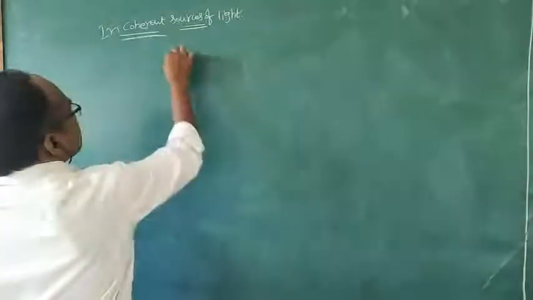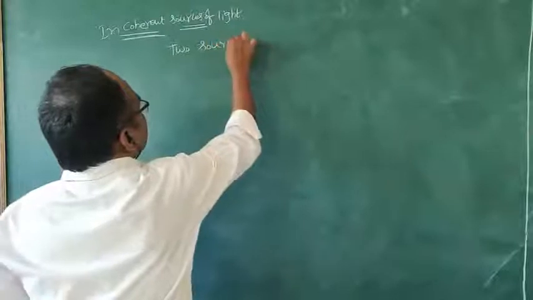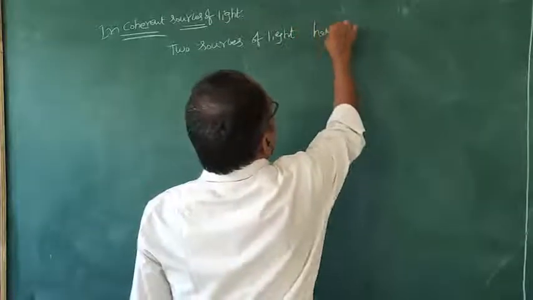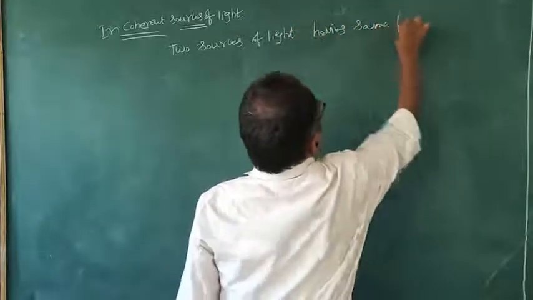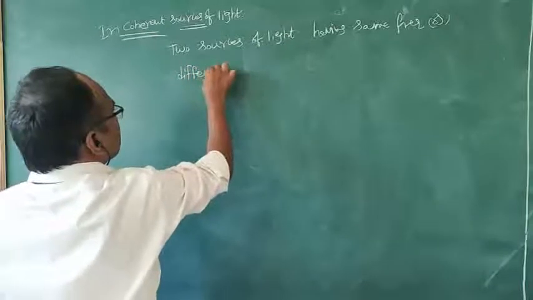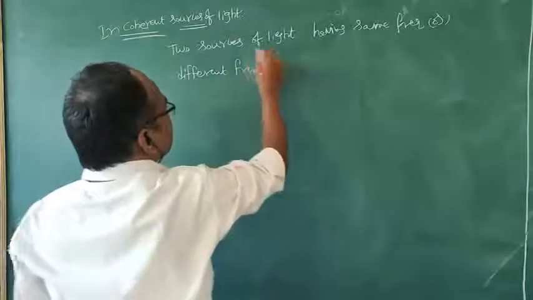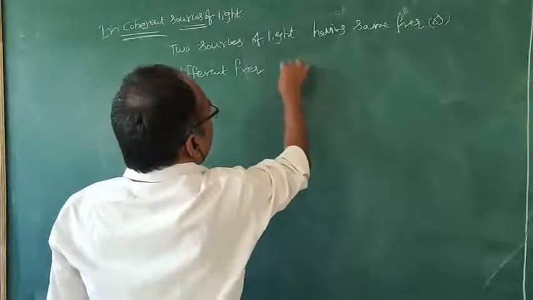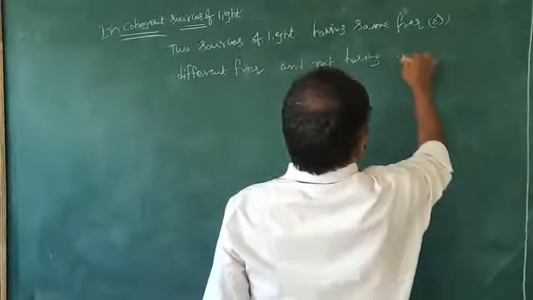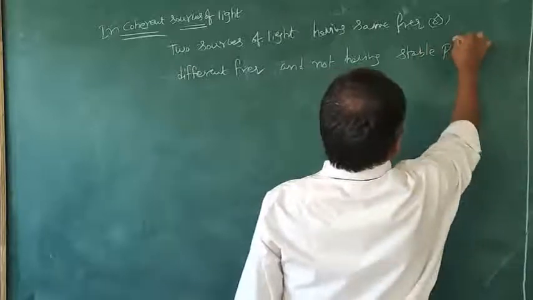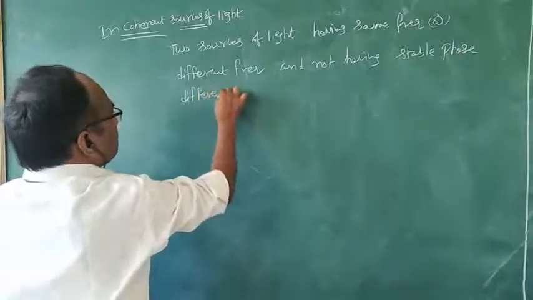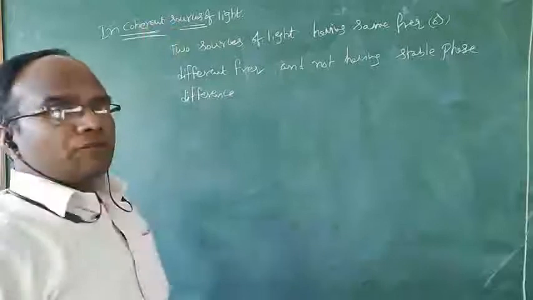So here I am writing the sentence. Two sources of light having same frequency or different frequency and not having stable phase difference is called an incoherent source of light.